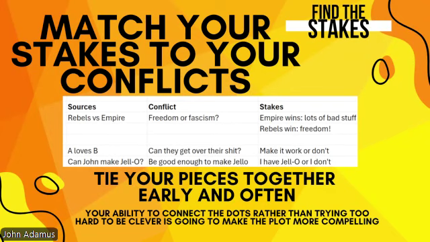Your job is to connect the dots, not for the reader. Your job is to offer the dots and a little bit of momentum, a kind of kick in the ass, so that the reader can connect them too. But you don't have to try so hard to be clever or stand out or whatever horse shit they tell you when you Google writing advice. Don't be over clever. The story will be plenty compelling, plenty engaging, very interesting if you tie your stakes to your conflict.